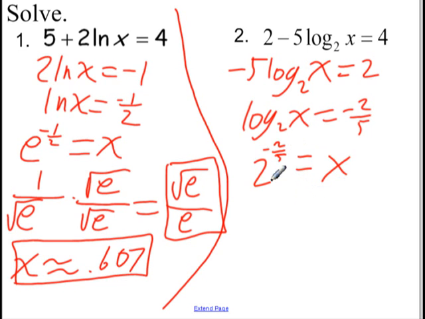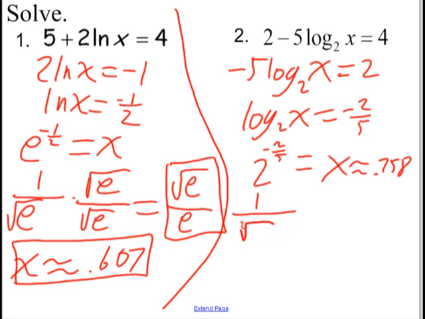And again, at this point, you could put that right in your calculator, and you would get approximately 0.758 as your answer. Depending on what the question asks for, that would be fine. Or if you wanted to write this out in simplest form, it'd be a little annoying to do. So to the negative 2/5 power, that would be 1 over 2 to the 2/5 power. But of course, 2 to the 2/5 power is the 5th root of 2 squared.